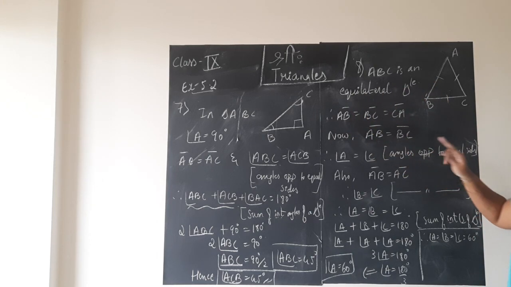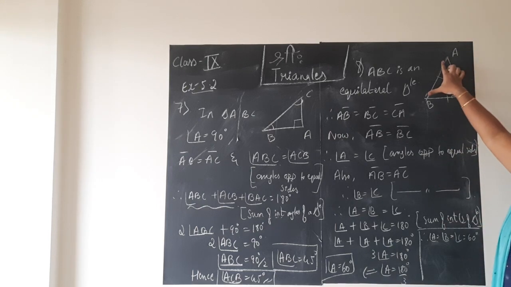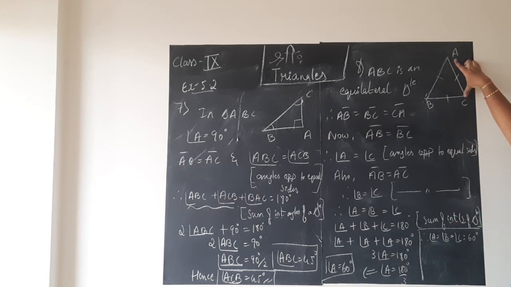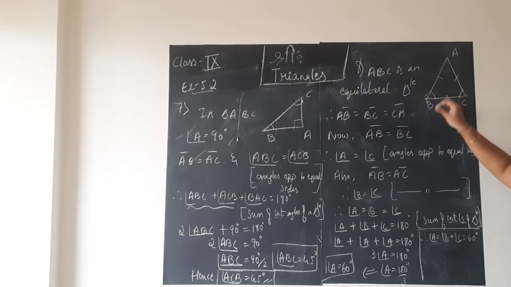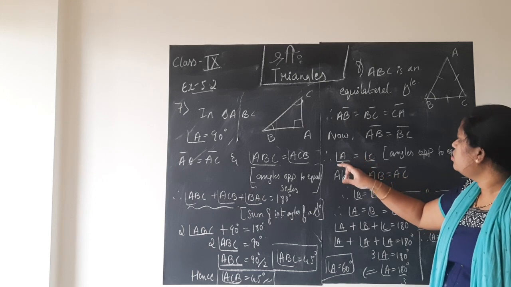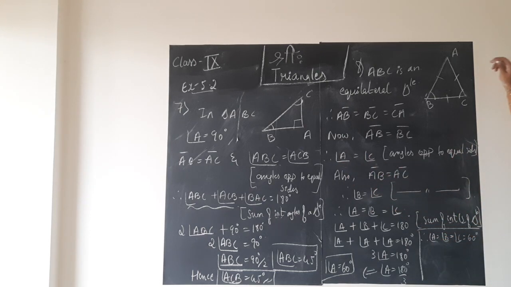Now AB equals BC, we should consider for now. For the side AB, the opposite angle is C, and for the side BC, the opposite angle is A, children. So angle A equals angle C, I can write by taking AB equals BC. Why? Angles opposite to equal sides are equal.